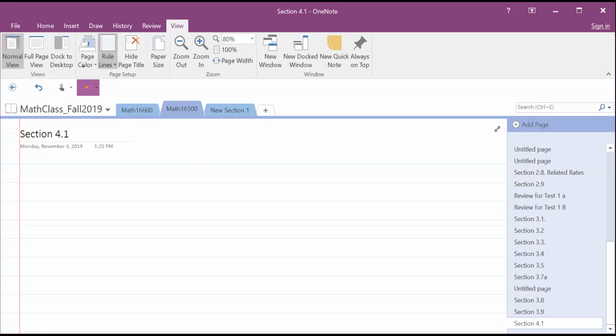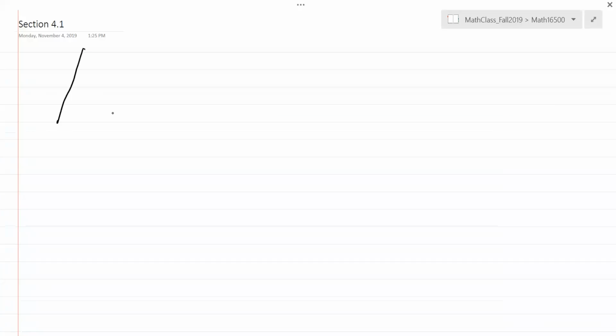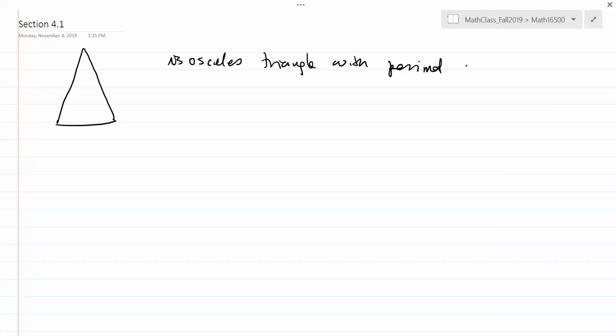So we are given, because this is related to geometry on quizzes, an isosceles triangle with a fixed parameter, for example, a perimeter of 100 units.